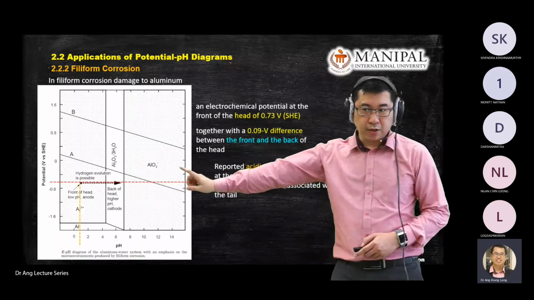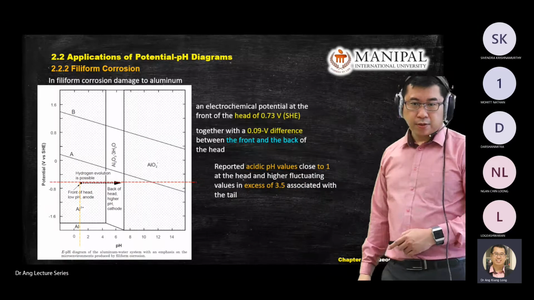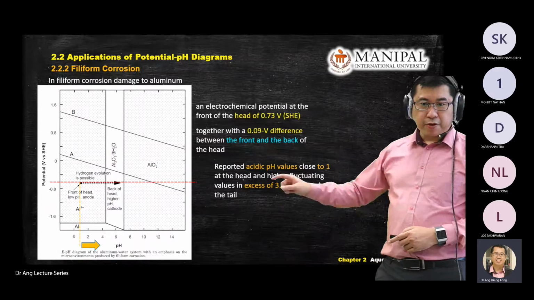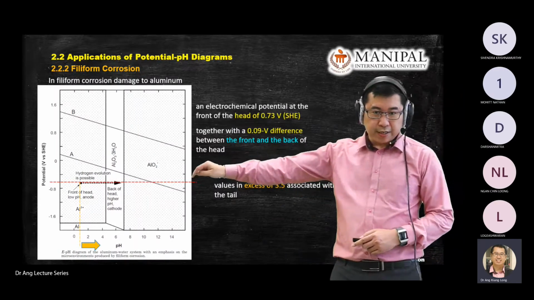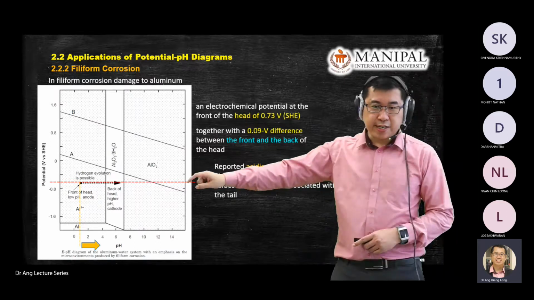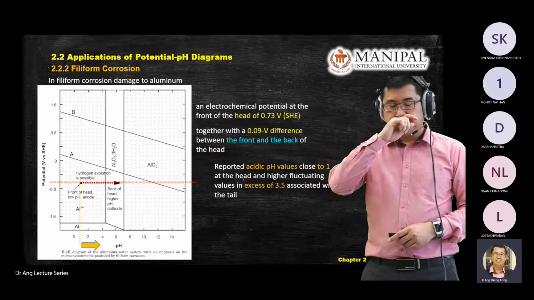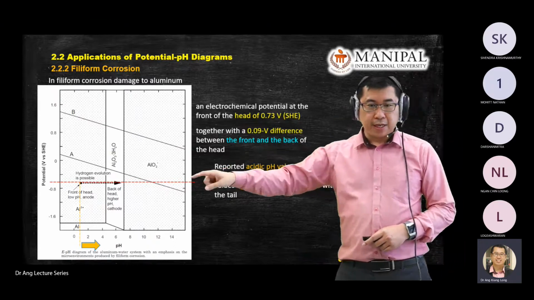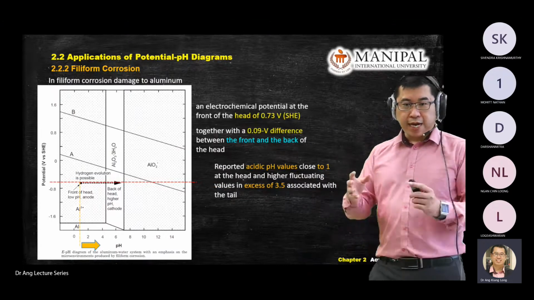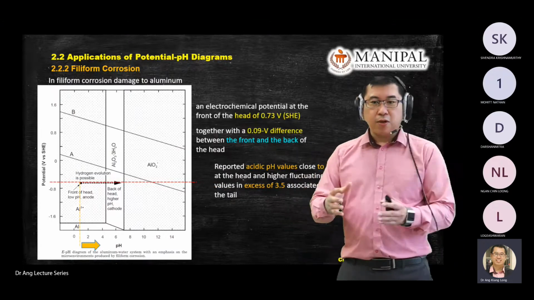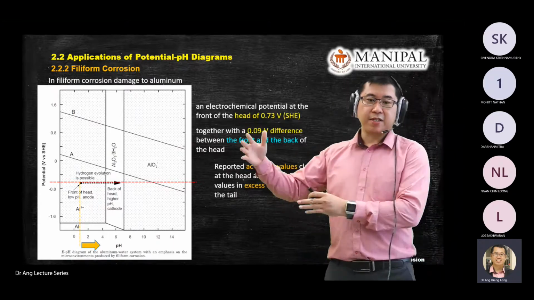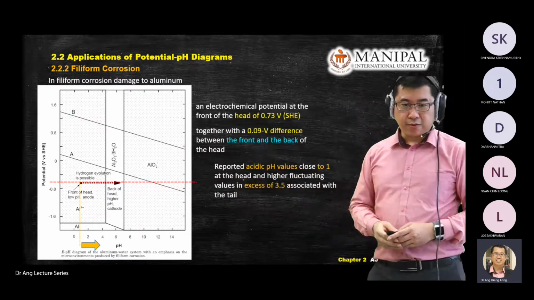So I plot the orange color line for you. Then you move along this dashed line to explain the process. This line will help you sketch the schematic diagram, the cross-section diagram for the filiform corrosion. You should identify the head, the tail, what is the pH value at the head, what pH value at the back of the head, and what is the product behind the tail or at the tail section.